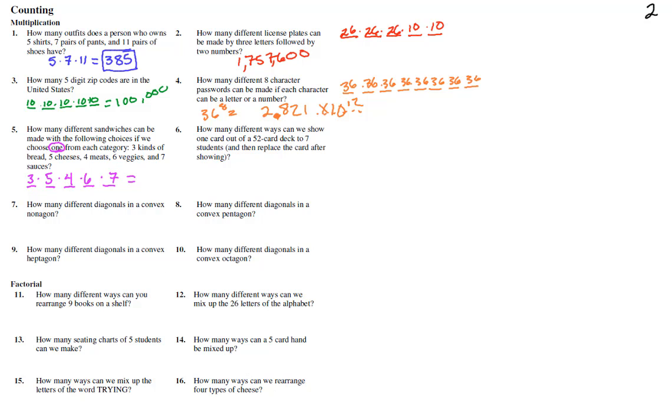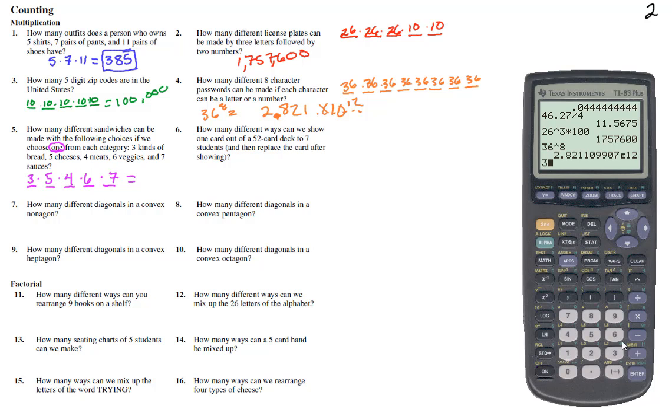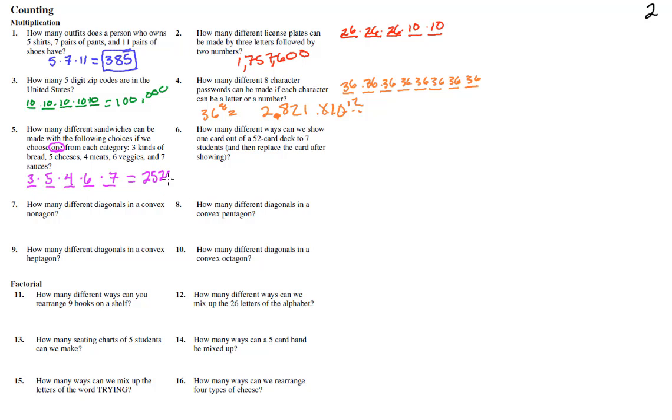Ooh, let's find out what that is. 3 times 5 times 4 times 6 times 7. And hey, look at that, 2,520 different sandwiches. All right, number 6. Let's see what we get here.